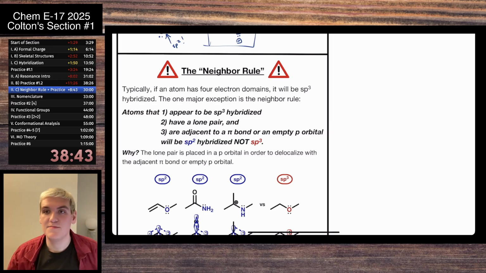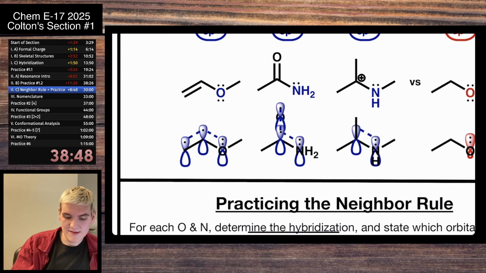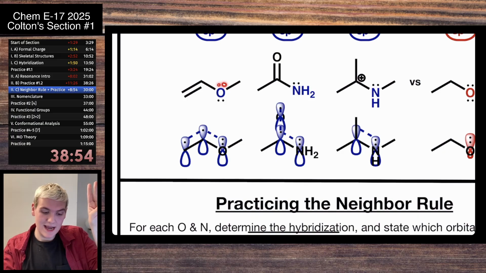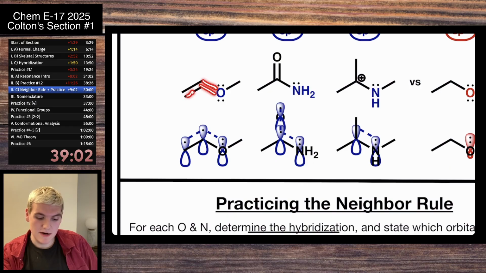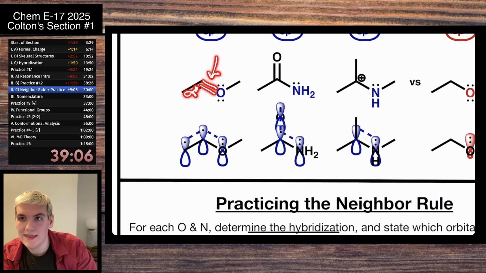And so, if we look at all these examples, this oxygen has 1, 2, 3, 4 electron domains. It has a lone pair, and it is adjacent to a pi bond. And adjacent means it is the neighbor, it is not part of the pi bond. So we do not want our pi bond to be here because then the call is coming from inside the house. Like the pi bond is on the atom with the oxygen.